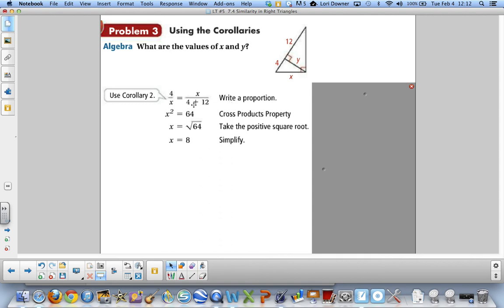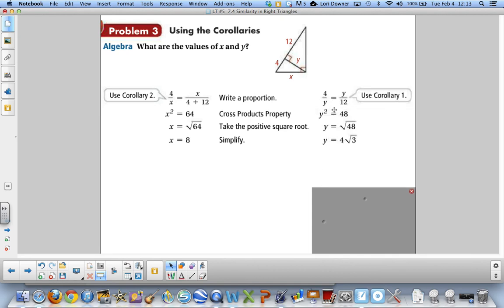Cross multiply: 4 times 16 equals x times x, so I get x squared equals 64. I find out x is 8. In solving for y, I would do 4 is to y as y is to 12. I would use the other corollary, corollary 1. So 4 is to y as y is to 12, and solving for y, I get y is 4 square root of 3, or square root of 48.